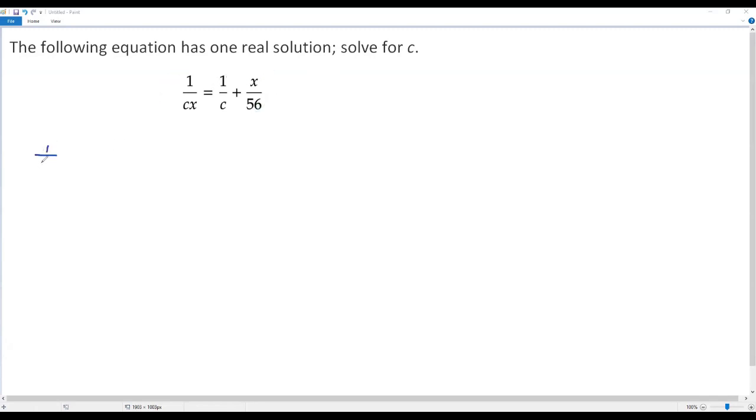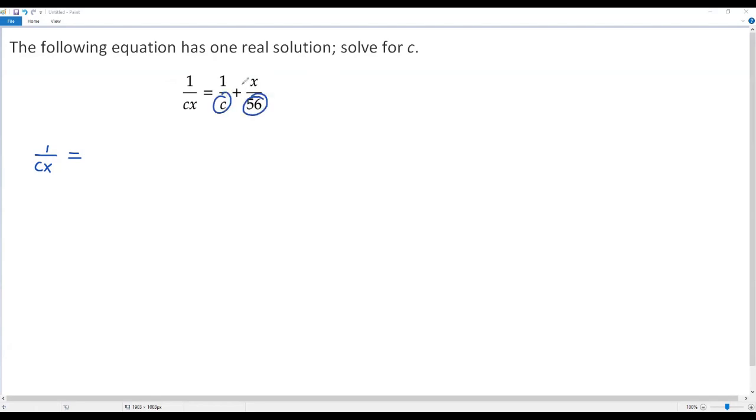Okay, let me write the stuff on the left side as it is. It is 1 over cx. On the right side, we can add the two fractions over here. Whenever I want to add or subtract two fractions, I need to have the same denominator for both the fractions. Here, the denominators are not the same.